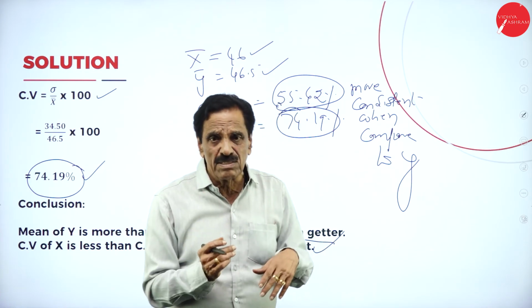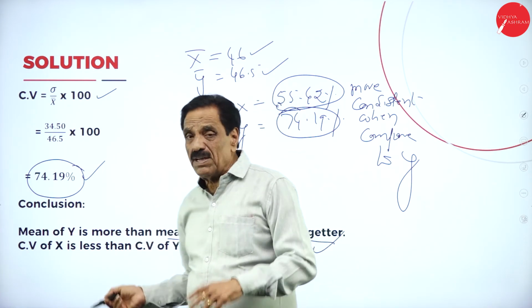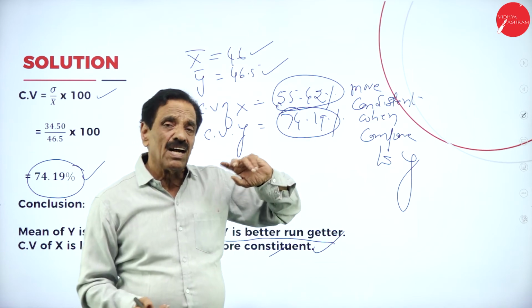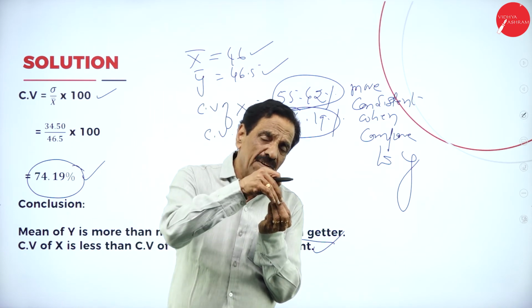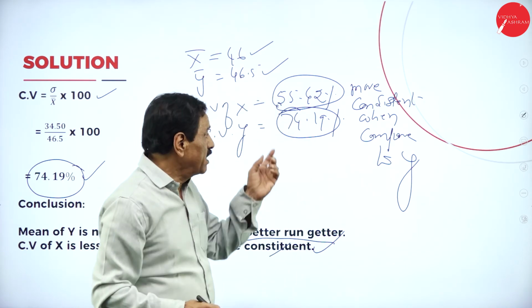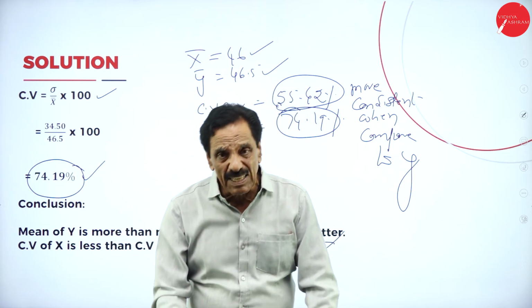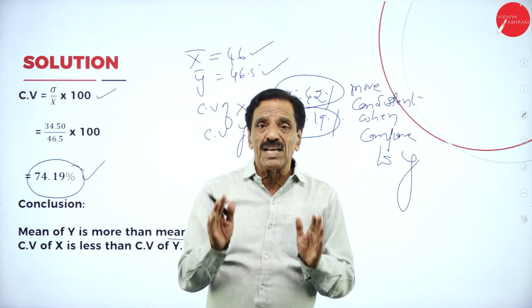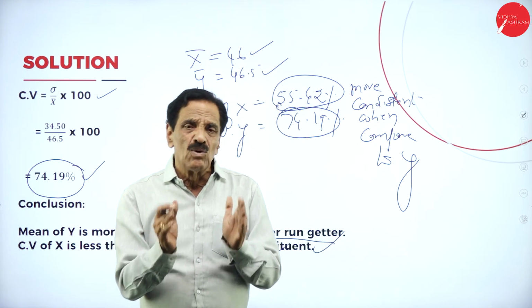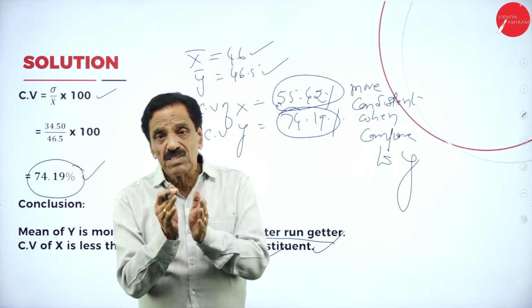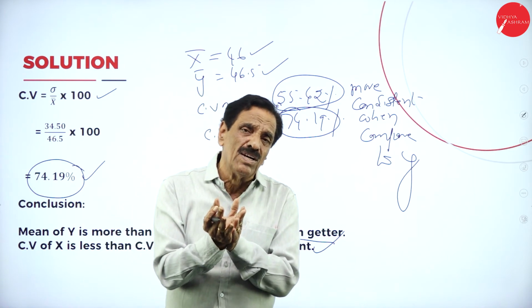What I did was, I took the lowest number as the base and took the deviation and found the conclusion of CV. So, whose CV is less? He is more consistent. Whose average is more? He is a better run getter. So, what do we have to calculate here? One mean, one standard deviation. CV is equal to standard deviation divided by mean into 100.